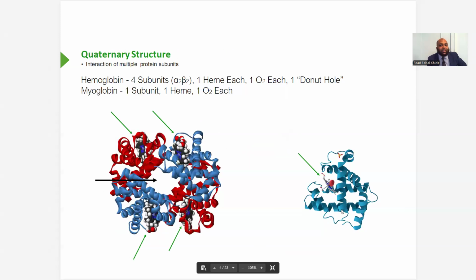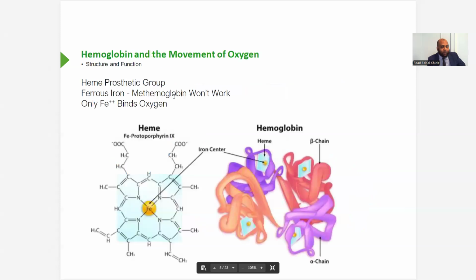You can tell myoglobin does not look like a single alpha helix or a beta sheet. No, it looks like many alpha helices folded upon themselves. There's a prosthetic heme group, that's the yellow group, and we know that's the ferrous, Fe2+. That is the form that binds oxygen. Ferric, Fe3+, does not bind oxygen. So the ferrous group is what binds oxygen. Ferric does not bind oxygen.